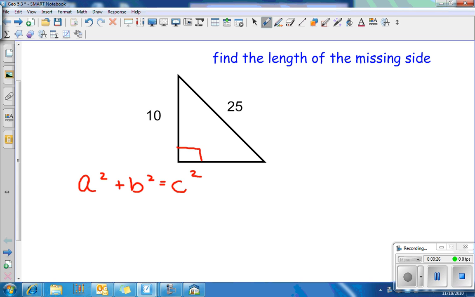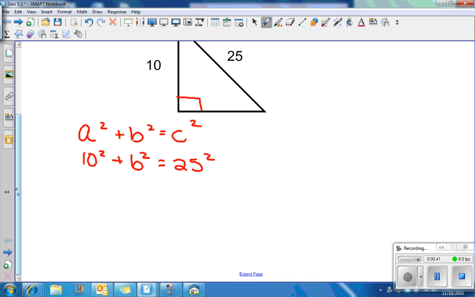So what's a leg? What number is a leg? 10. Okay, 25 is not a leg. It is the hypotenuse, which is your c value. Okay? So then you simplify. You get 10 squared, which is 100. And I'm pretty sure that's 625, but let me check myself. 25 times 25.